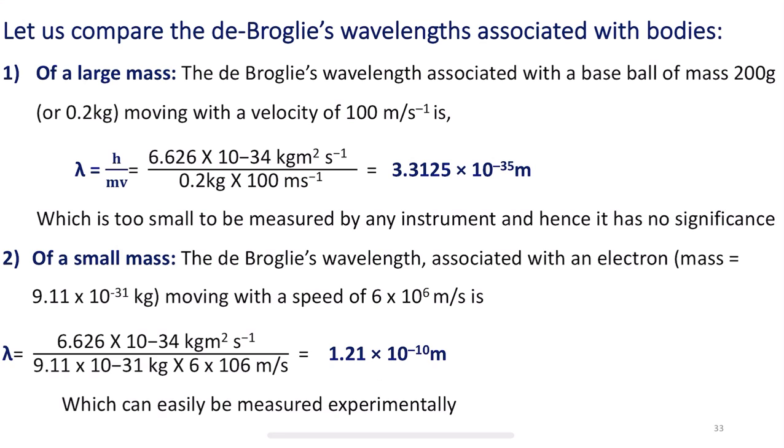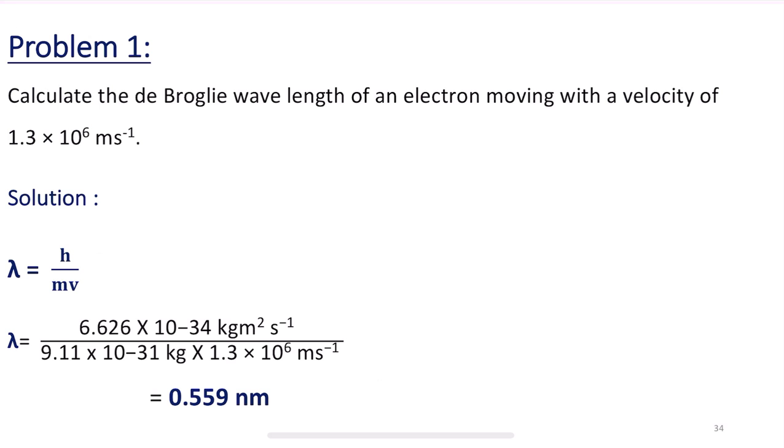Thus, de Broglie's relation has no significance in everyday life, since in everyday life we come across only macroscopic objects. In this way the significance of de Broglie's equation is understood, and we conclude that the de Broglie equation is applicable for all material objects, but it has significance only in case of microscopic particles like electrons. Now let us understand still more in a better way by solving a problem.